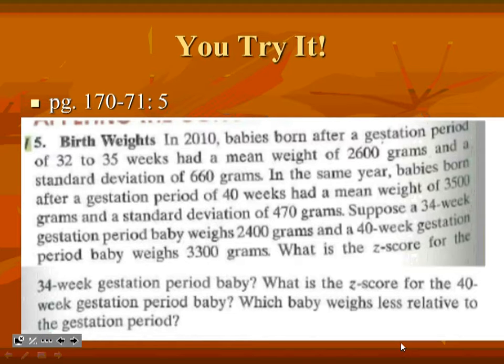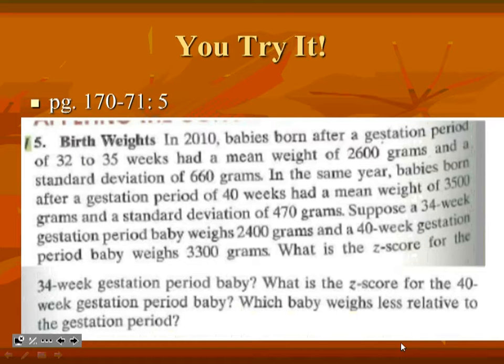Now, what we just did in that example had one set of data we were comparing for two different individuals. One mean, one standard deviation. We looked at two separate individuals and compared their scores. That is not always the way that those problems are presented. In some cases, rather than just compare within one set of data, they look at two different sets of data and compare between those two sets.